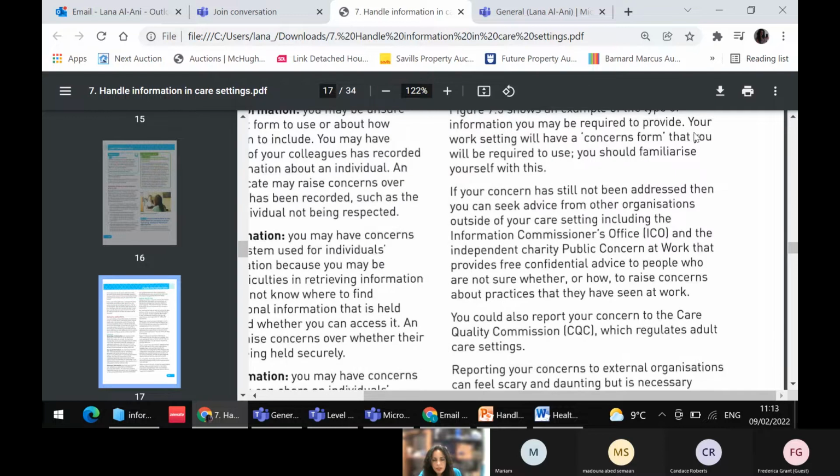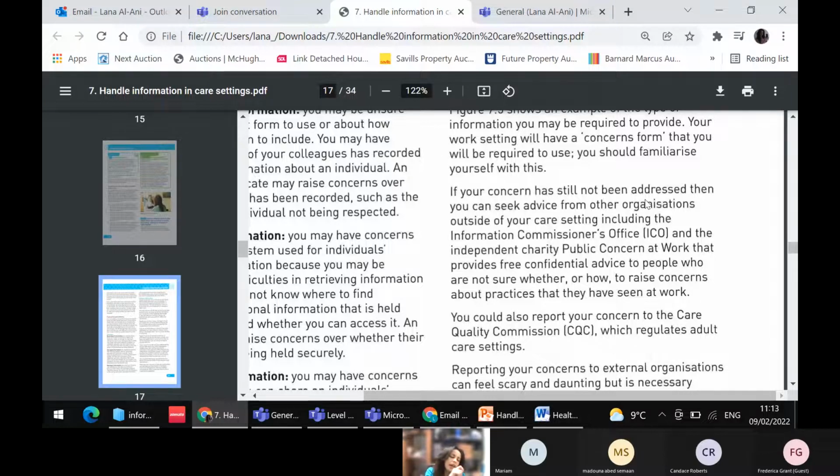After you do this, your work setting will have a concerns form that you will be required to use, so you should familiarize yourself with it. If the concern has still not been addressed, then you can seek advice from other organizations. So first of all, what I did, I recorded my concerns in a form, and I signed it and put a date on it, so I don't forget the details.